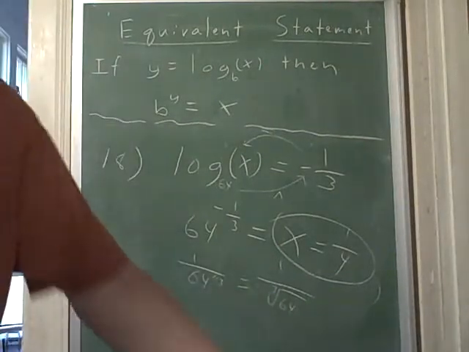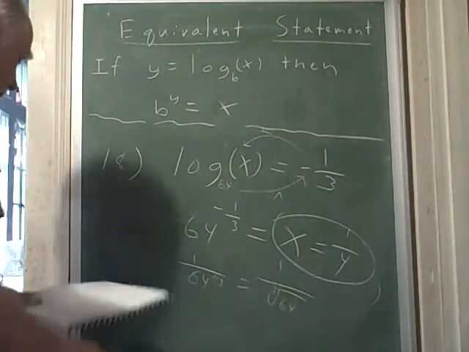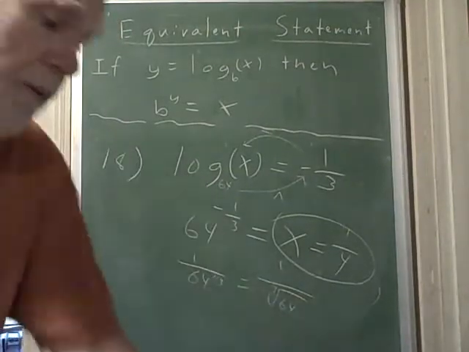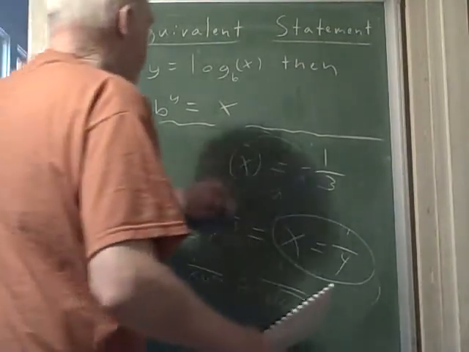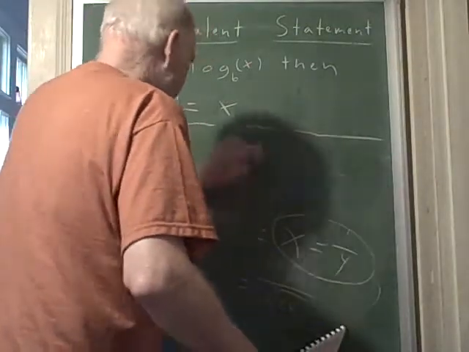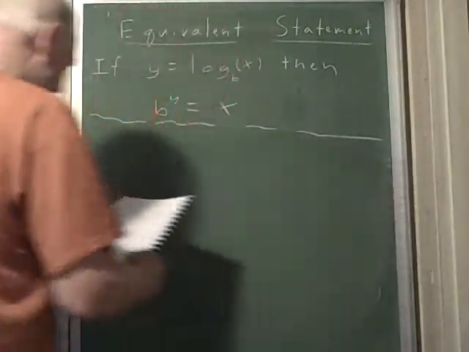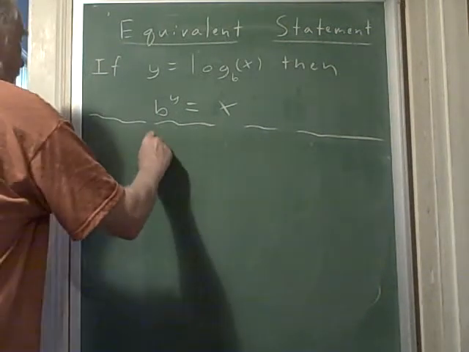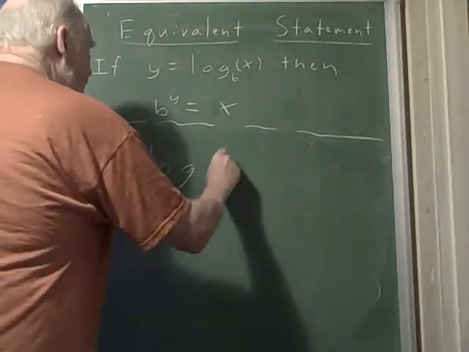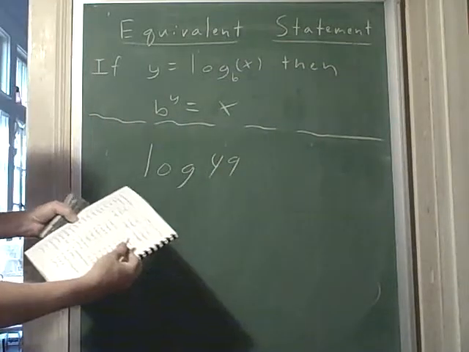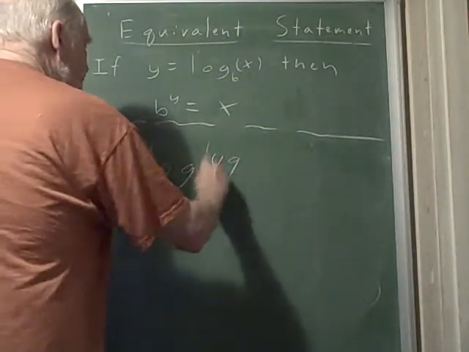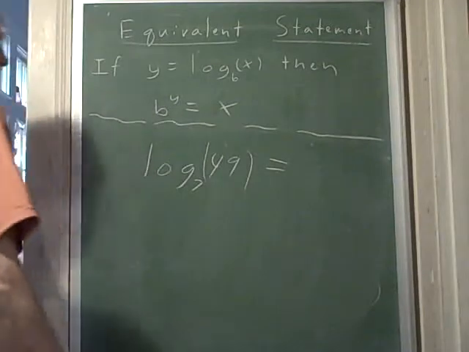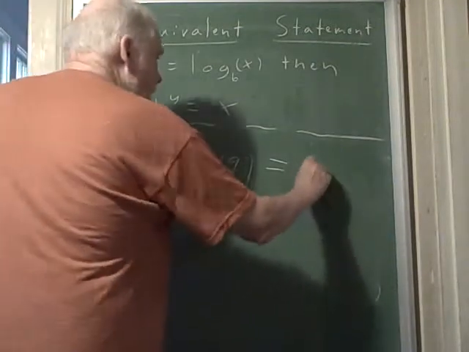All right, let's take a look at another one. I think I'll do number 22. Skip one because they're getting a little common here. Let's see, 22 is the log of 49 base 7 equals x. And we have to solve for x.